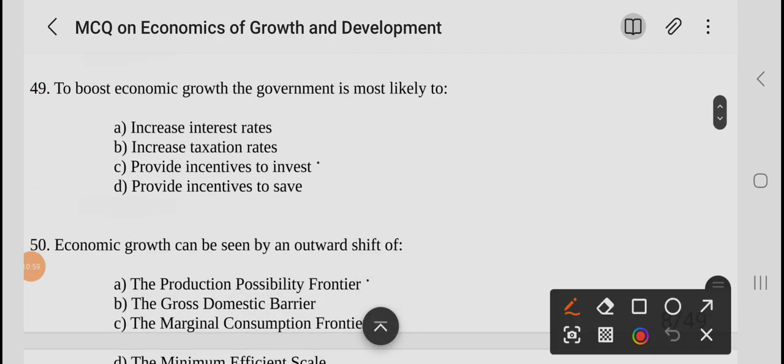To boost economic growth, the government is most likely to provide incentives to invest.